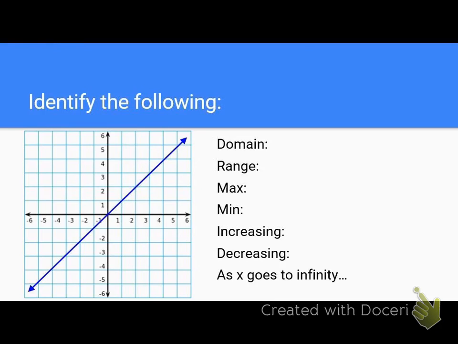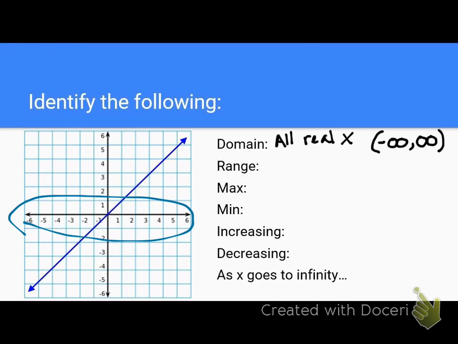Alright, so for this first graph, we're going to look at all of these characteristics. Now this is just a line, so it's not too exciting, but for the domain I'm going to look at my x values. So I'm going to see where this function exists, right? So for the x values I don't have any problems, so I would just say the domain is all real x. Or I could write that as the interval from negative infinity to infinity. Okay, and again, domain is just asking you which x values you could plug in and get something out, and as we see, this is a line, so it just continues on and on, so I can plug in any x value.